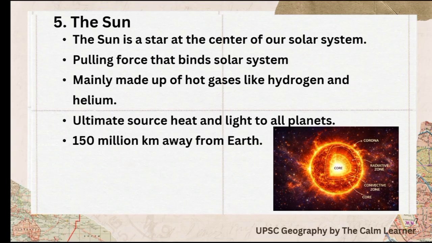Now, let us understand everything in the solar system in detail. So, now comes the sun, the center of our solar system. It is a pulling force which binds our solar system. The sun is a huge ball of hot gases mainly made up of hydrogen and helium. It provides us with heat and light which makes life possible on Earth. Without the sun, there would be no life on our planet. It is 150 million kilometers away from the Earth.